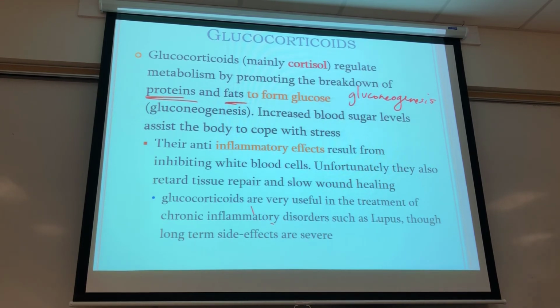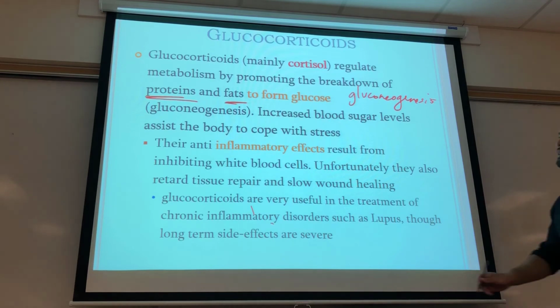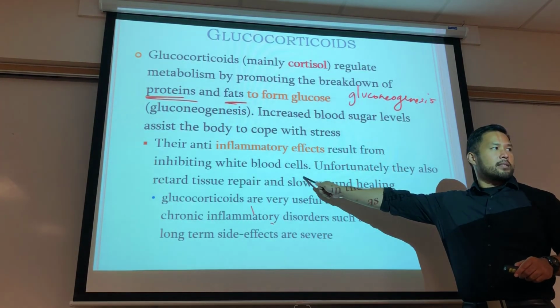You'll also see that cortisol actually has other profound effects. It is also anti-inflammatory, which is also another stress response. So inflammation is a stressful response, and that cortisol comes in to act as an anti-inflammatory. And what that does is it limits the effect of white blood cells.